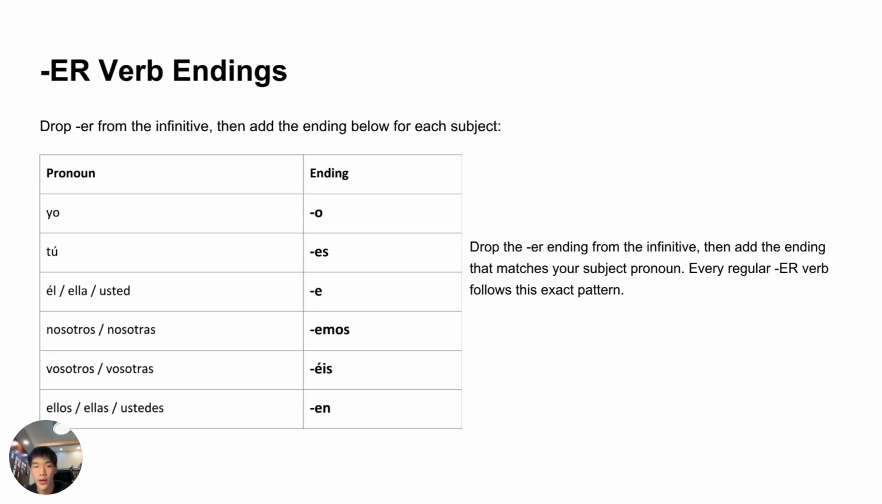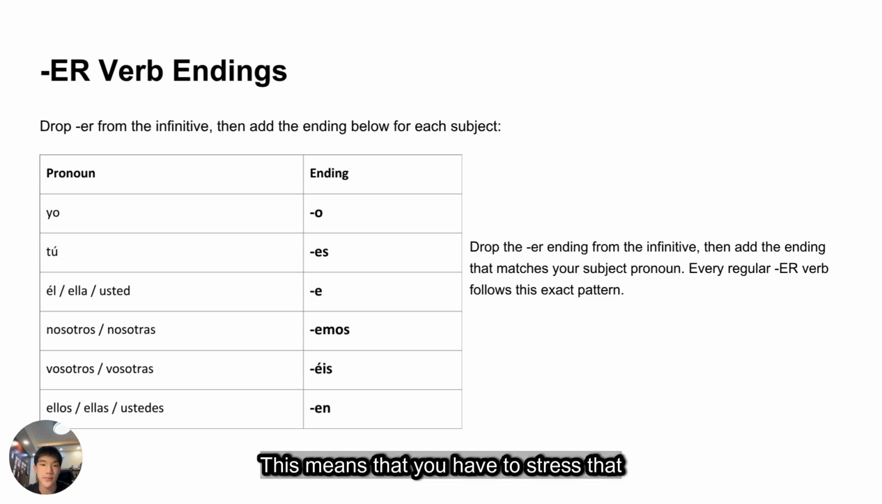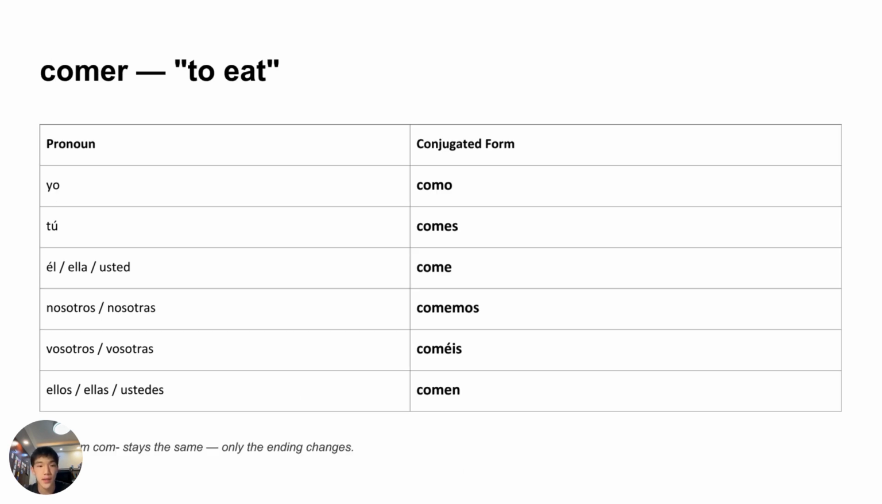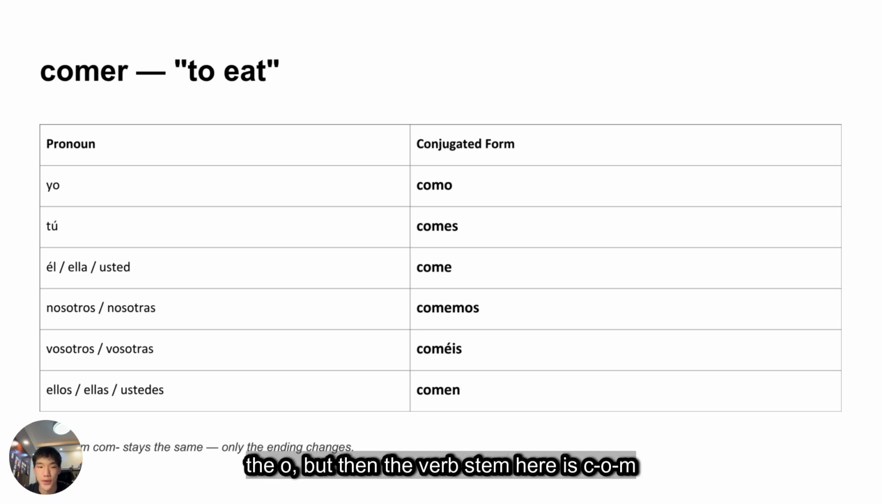You have O, es, e, emos, éis, and en. Note how there's an accent on the E. This means that you have to stress that vowel, so it would not be eis, it would be éis. Let's practice with comer. So over here, we have yo, com, o. This is because the table tells us to add the O, but then the verb stem here is com because we remove the ER from comer.